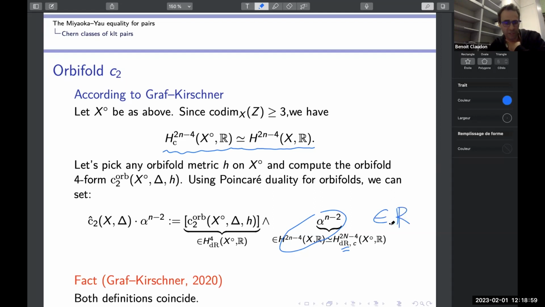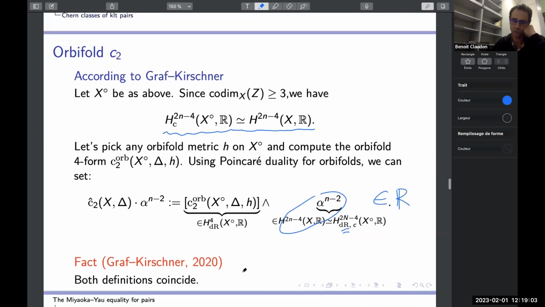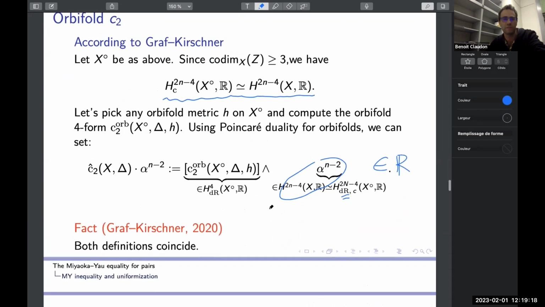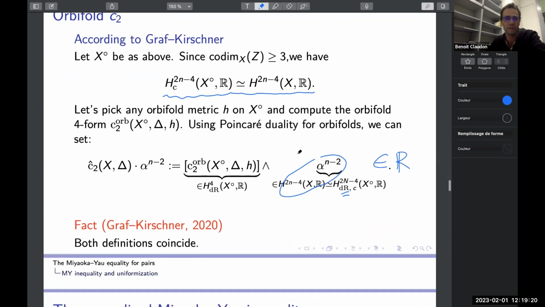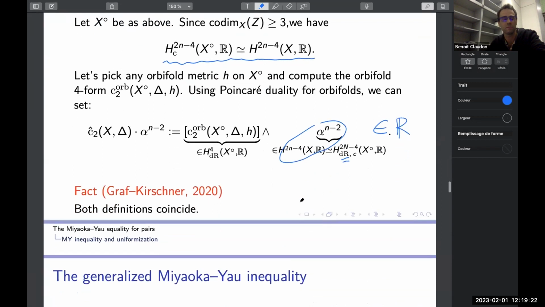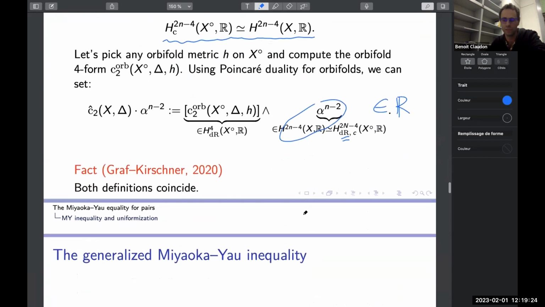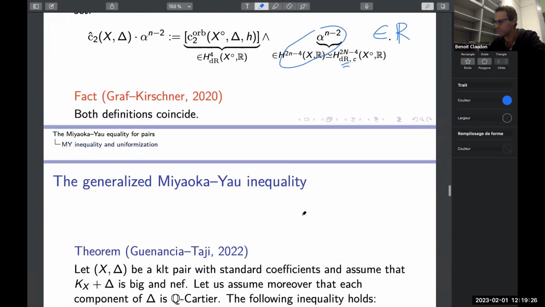And the point is that, as was observed by Graf and Kirchner, both definitions coincide. So if it's more useful to stay in the algebraic setting, then you can use Mumford trick. And in the analytic setting, it's certainly easier to compute it like that.